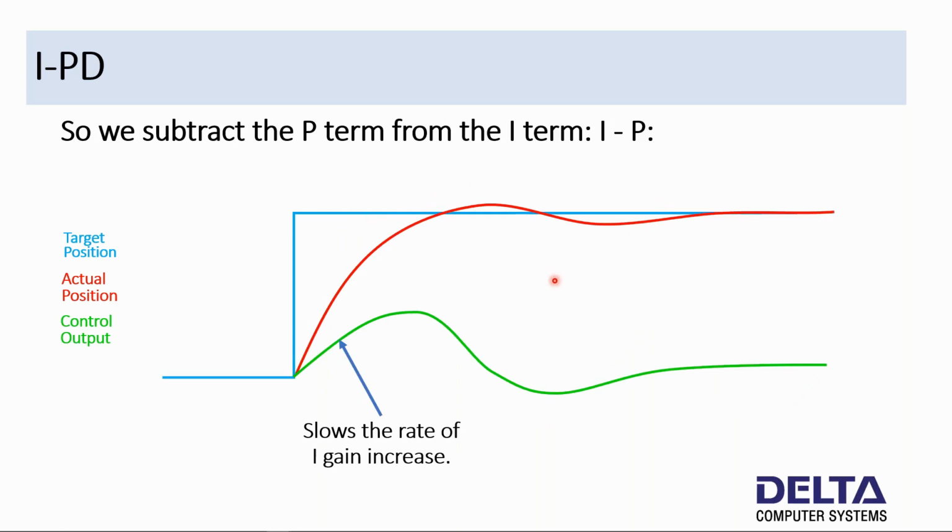So what we do is we subtract the proportional term from the integral term. We do I minus P. So instead of having the integral gain go up real quickly, we subtract the proportional gain and it slows the rate of the integral term rise here. So we kind of more slowly come into this.